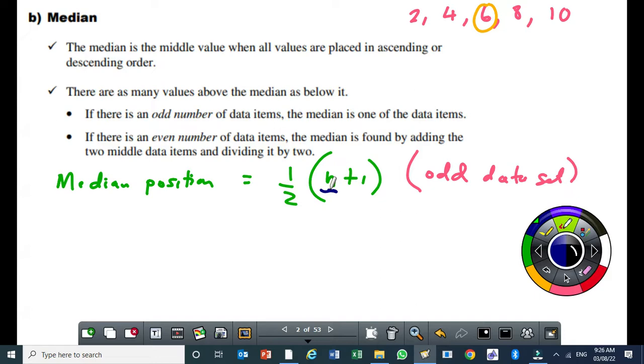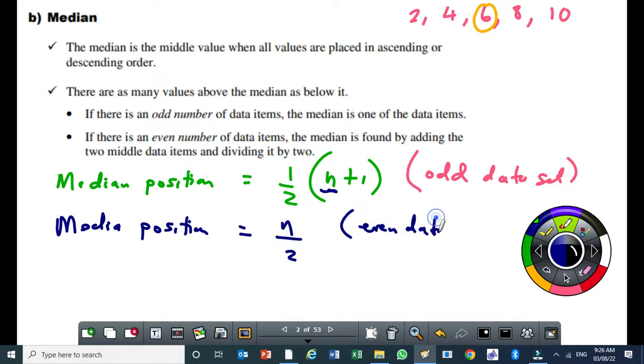So for the even data set, generally the median position is equal to n over 2. Okay, this is for the even data set.